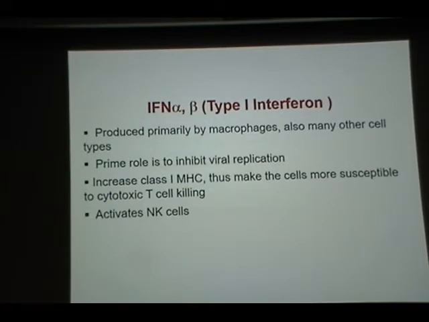Type 1 interferons are interferon alpha and interferon beta. They are produced primarily by macrophages, and also by many other cell types.